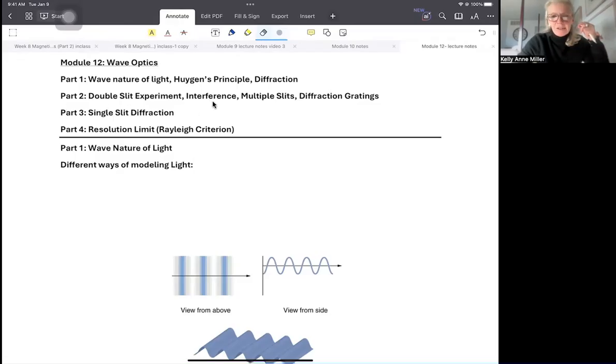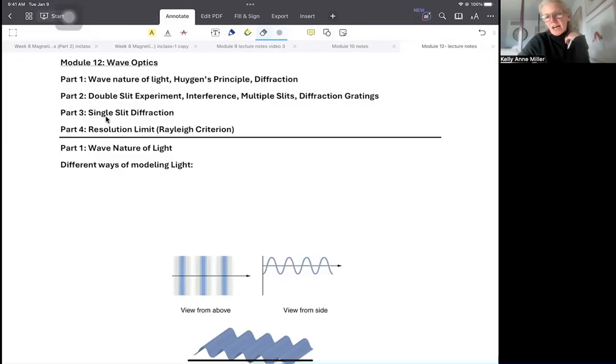In the second part, we're going to talk about something called the double slit experiment. We'll show how it was done in the 1800s by a man named Young, who used it as a way of showing that light does behave like a wave. It illustrates the wave nature of light. Building off that, we'll look at interference: when two waves interfere with each other, you get constructive and destructive interference. Then we'll build that out to multiple slits and diffraction gratings.